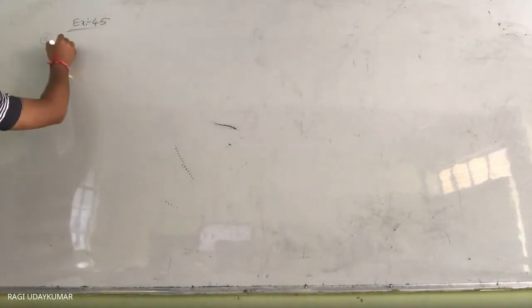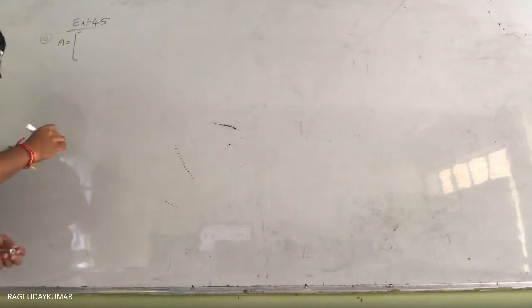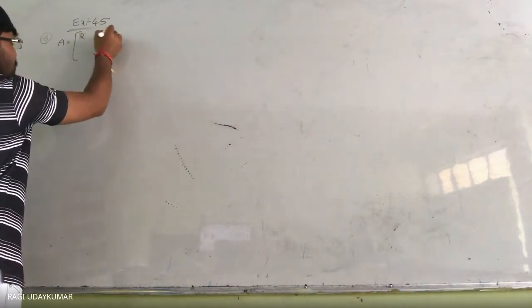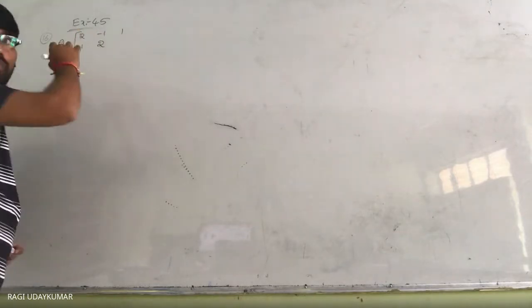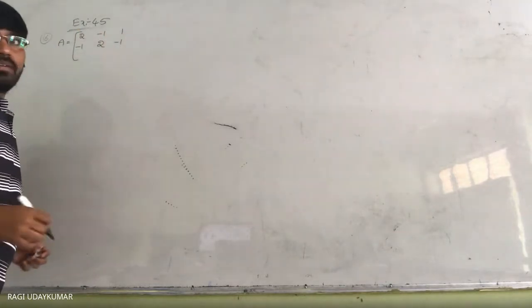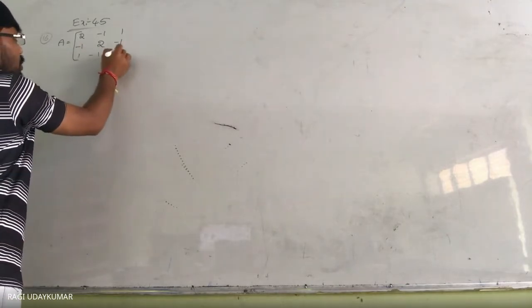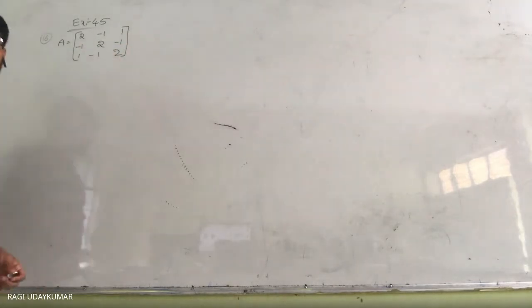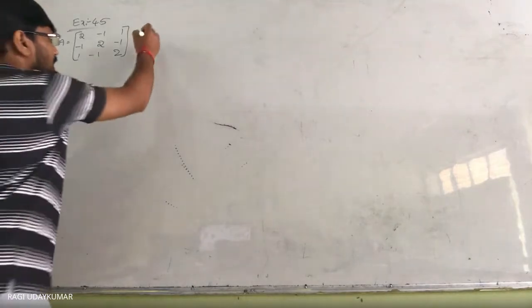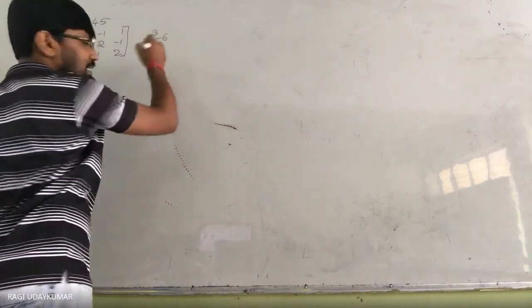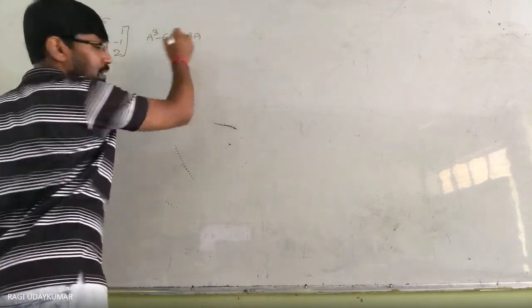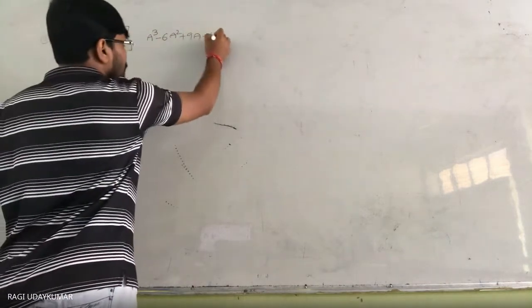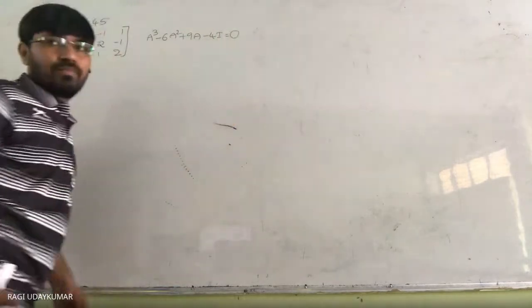A is equal to, the matrix given to you as 2 minus 1 1, minus 1 2 minus 1, 1 minus 1 2. This is a matrix. I'm asking you to verify a cube minus 6 a square plus 9a minus 4I is equal to O. So the problem is lengthy.